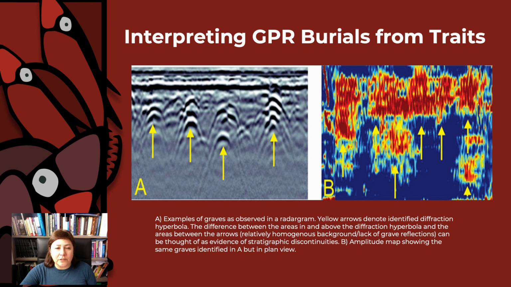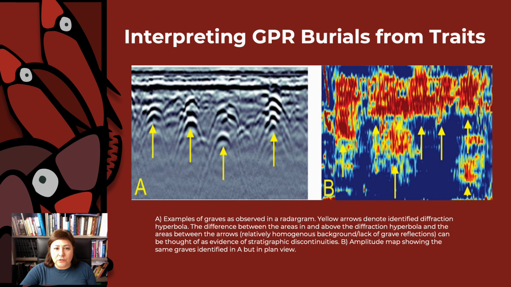Stratigraphic discontinuities are patterns of horizontal difference or low amplitude reflections representing the grave shaft in the surrounding sediments. They appear in most radargrams that intersect a grave, but are most visible in radargrams that intersect a rectangular grave shaft at right angles. Traits are most often visible at the lowest depth of the grave.